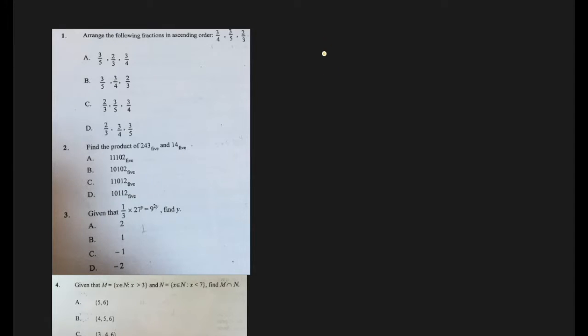Thank you very much. Question number 1. Arrange the following fractions in ascending order. Ascending means from lower to the higher. So whenever you want to do such things, just give them the same denominator by LCM. Find the LCM of 4, 5 and 3, which will be 4 times 5 times 3, which is 60.